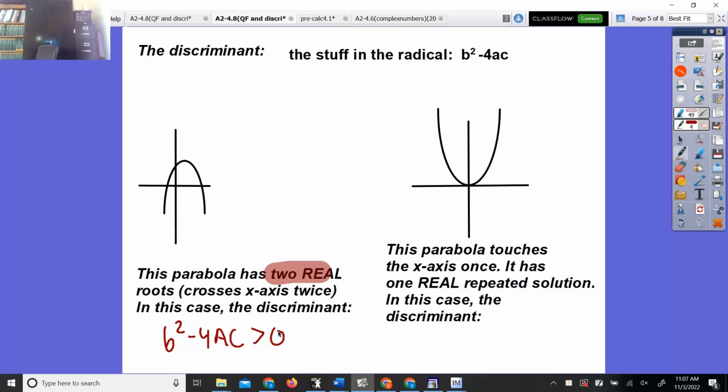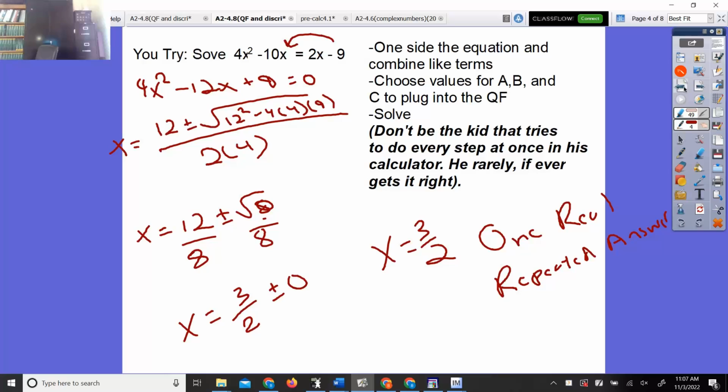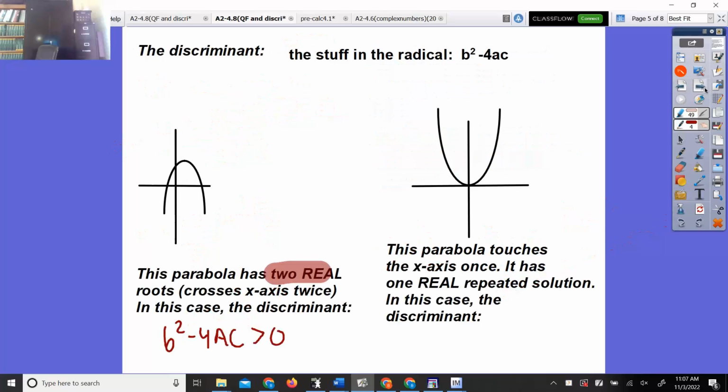Here's a parabola that touches the x-axis one time. It has one solution. Okay? I believe the one that we just did had one solution. What number ended up being in that radical? 0. So you get one solution when the discriminant itself ends up being equal to 0.